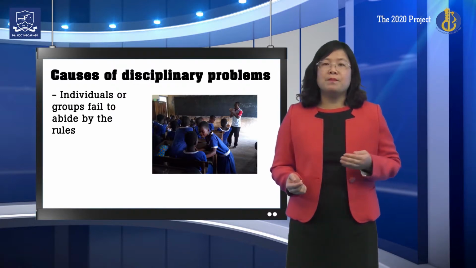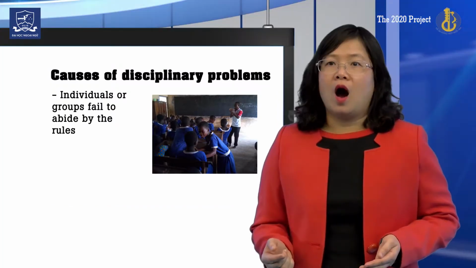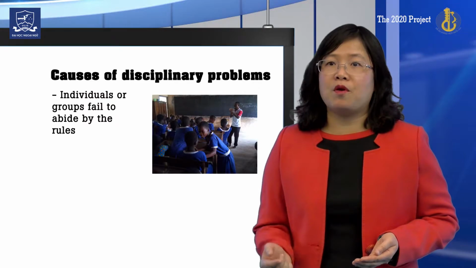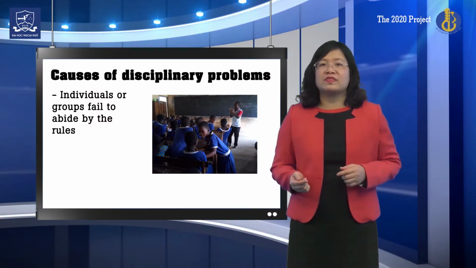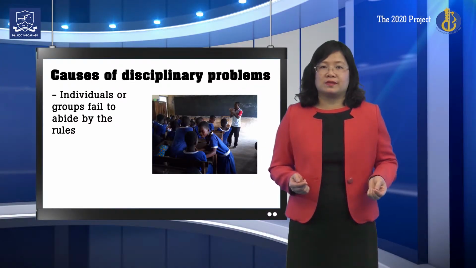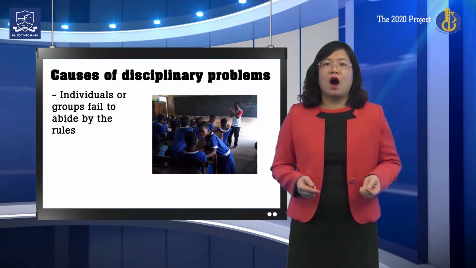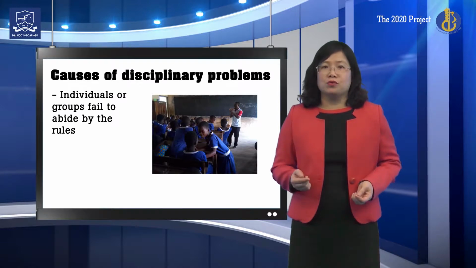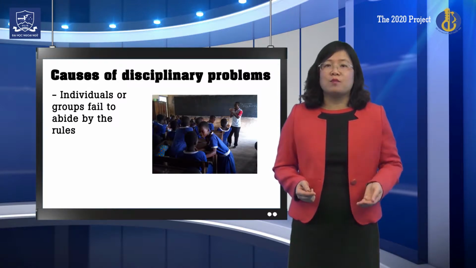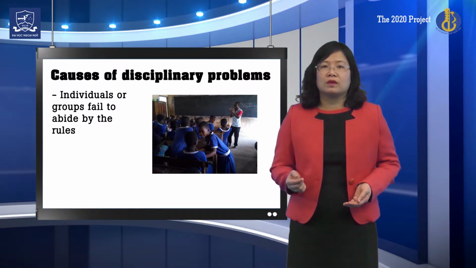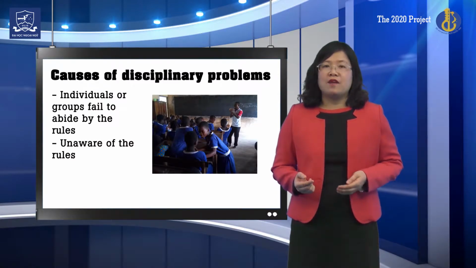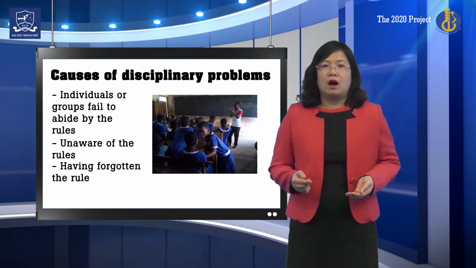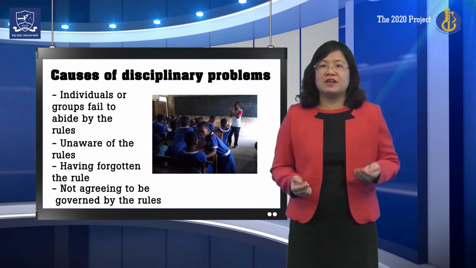These norms may be imposed by the teacher or preferably developed collaboratively with students. Everyone must know what they are and understand their purpose. Disciplinary problems arise when individuals or groups fail to abide by the rules. There are a variety of reasons why this may occur. For example, students are unaware of the rules or have forgotten them. Or students did not agree to be governed by the rules.